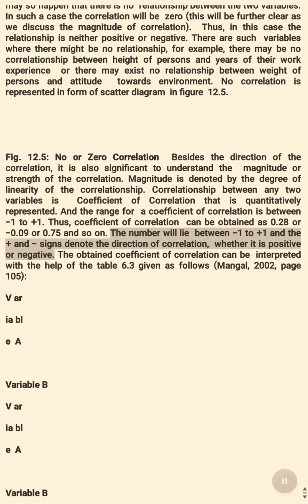The number will lie between -1 to +1, and the plus and minus signs denote the direction of correlation, whether it is positive or negative. The obtained coefficient of correlation can be interpreted with the help of Table 12.3 given as follows. Mangal, 2002, page 105.